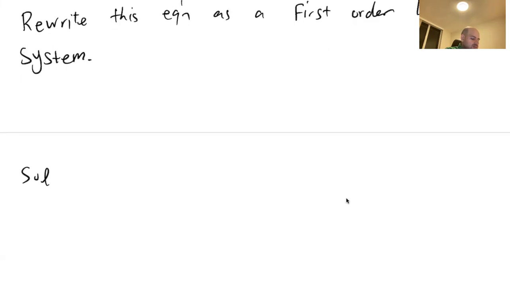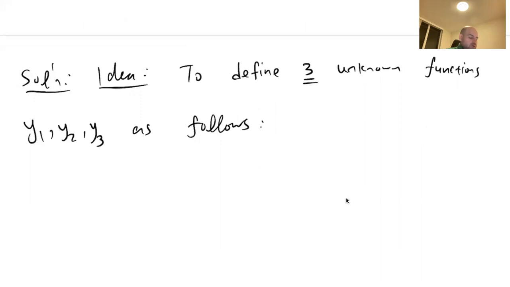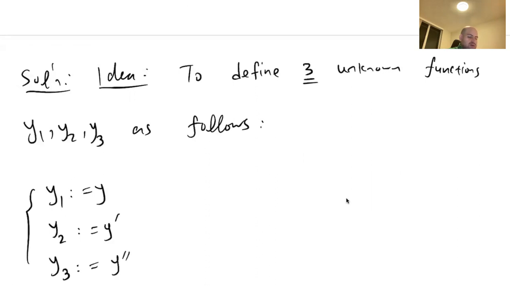So the solution is to define three unknown functions, let's say y1, y2, y3, as follows. y1, I want to define as y itself. y2, I want to define as y prime. And y3, let's define as y double prime.